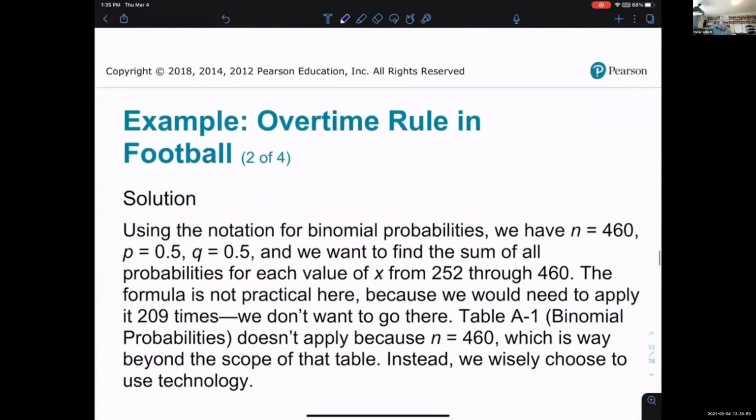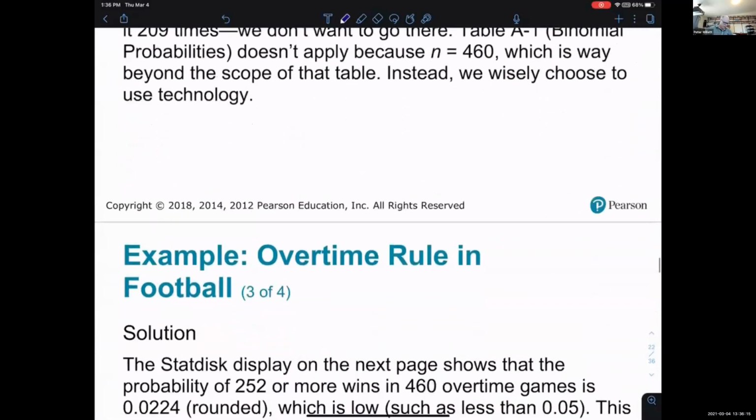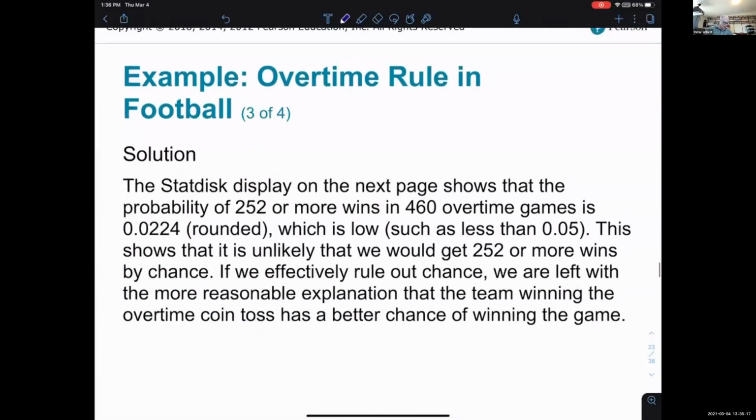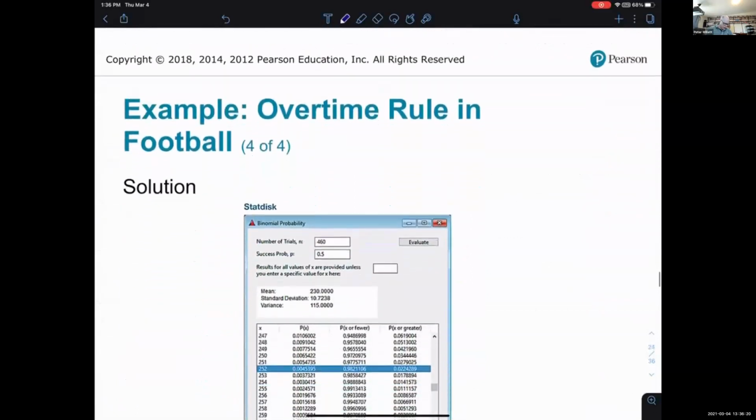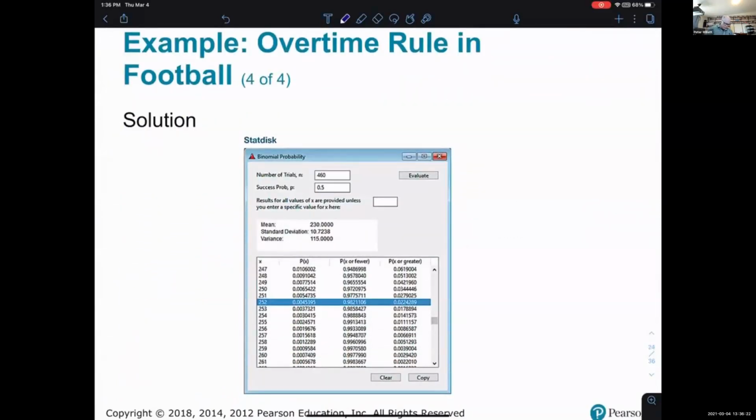So it says, okay, well, we have a 50-50 chance of success. We had 460 trials, and we want to find the probability of being 252 or more. Significantly high means that high or more is challenging. And they talk about using StatDisk or technology to do that. In this case, one of the choices is to have that many or greater, and StatCrunch will tell us this also, and I'll show you how in a second.